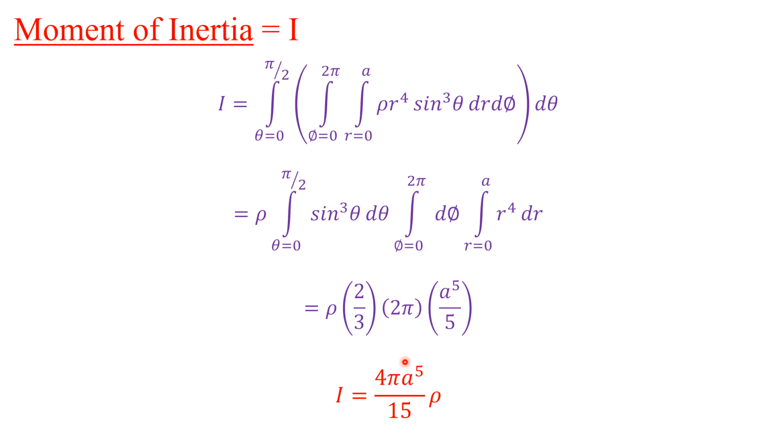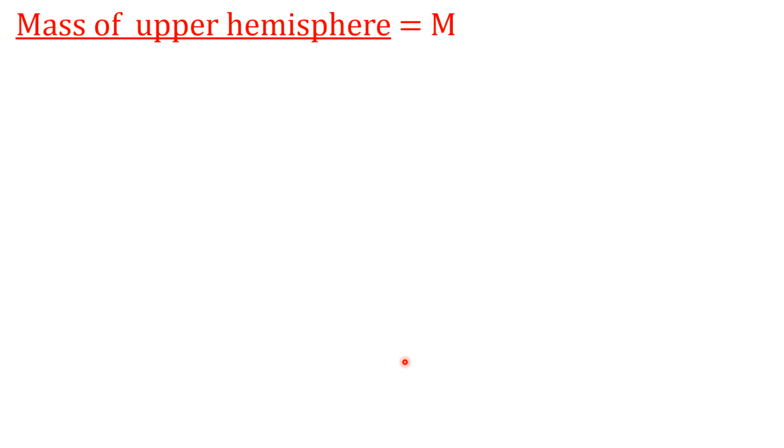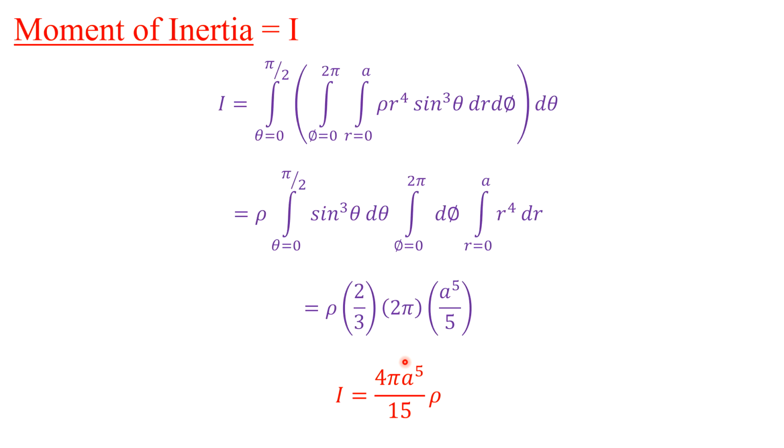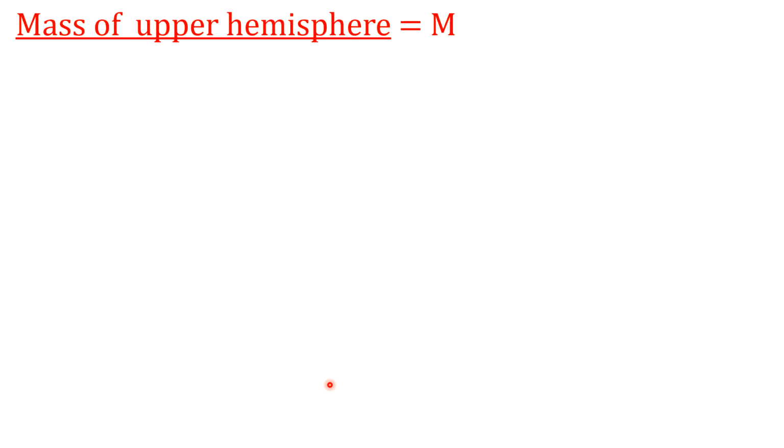So this is the moment of inertia. Now see, we got this moment of inertia in terms of density. Sometimes you may be asked to find moment of inertia in terms of mass of the solid also. So how to find moment of inertia in terms of mass? Let's calculate the mass of this upper hemisphere.